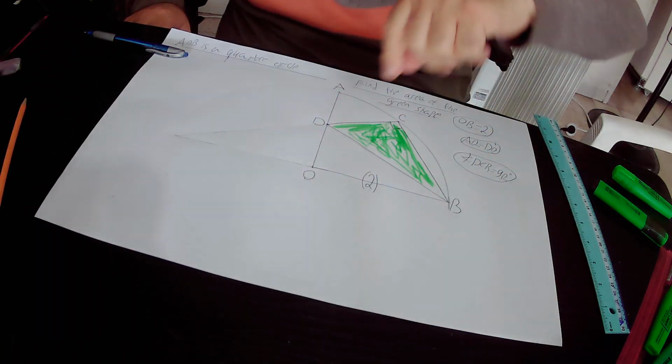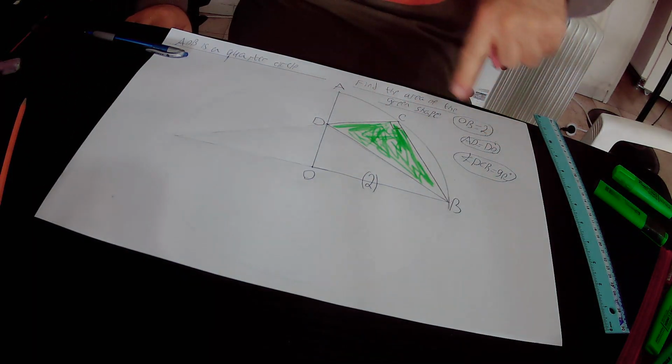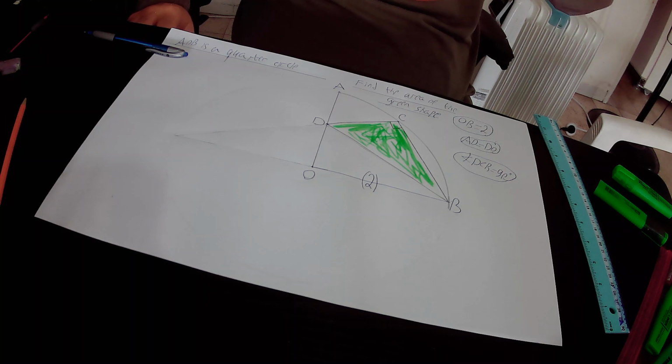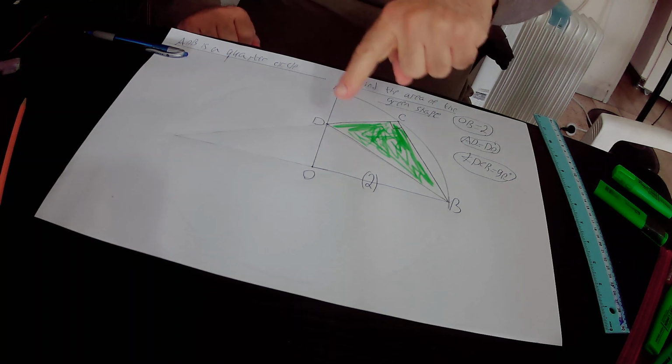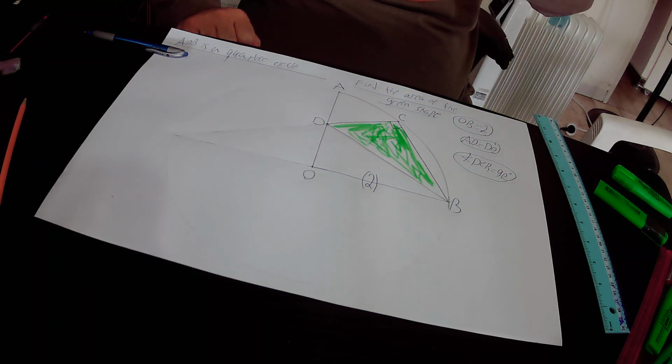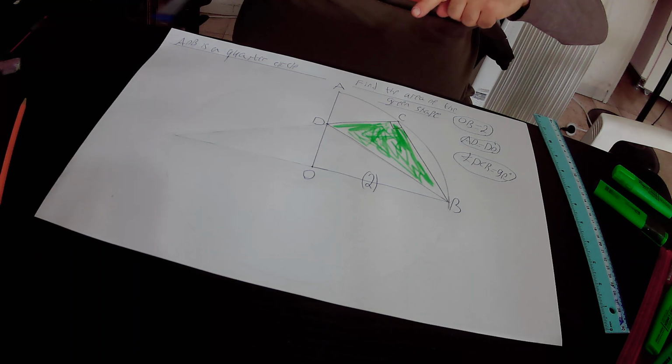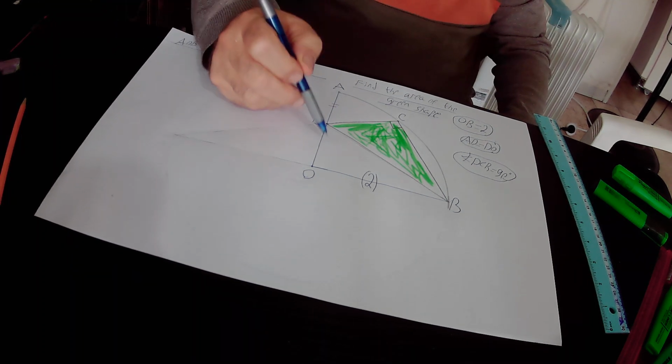Hello, in this lecture we find out the area of the green shape. In the drawing we have a quarter circle, AOP is a quarter circle. We know that side OB equals 2 units in length, and line segment AD equals line segment DO.